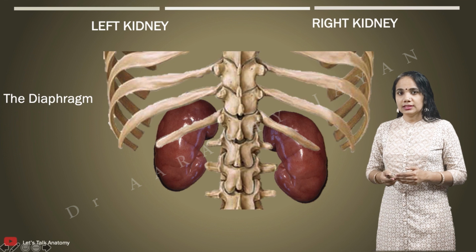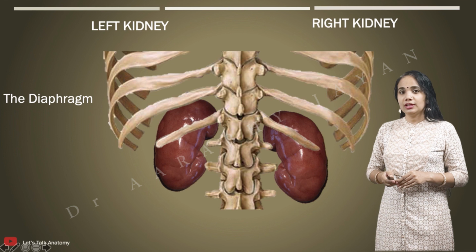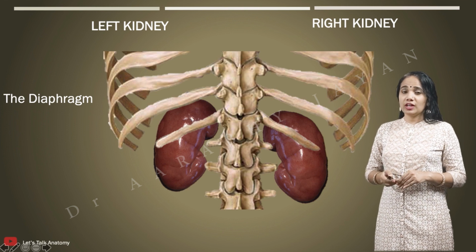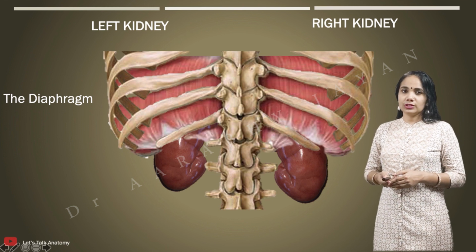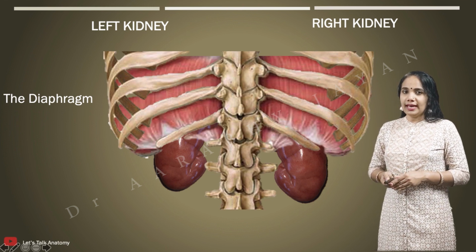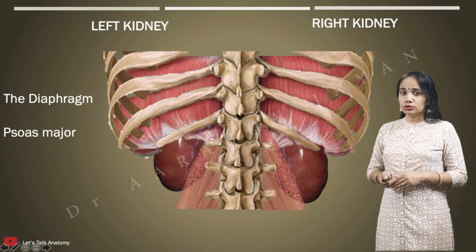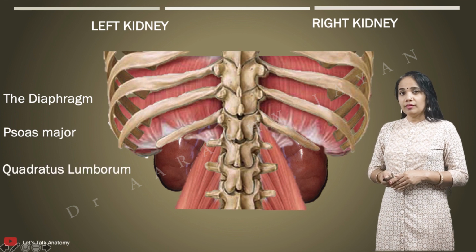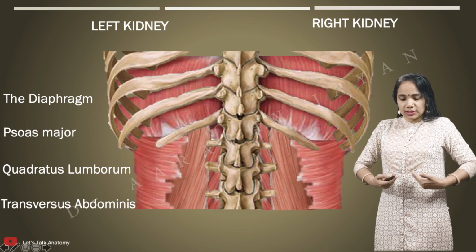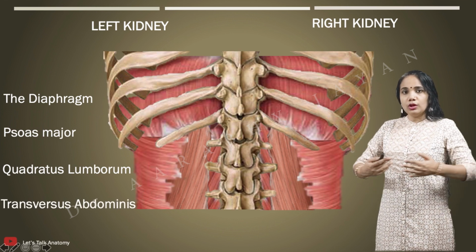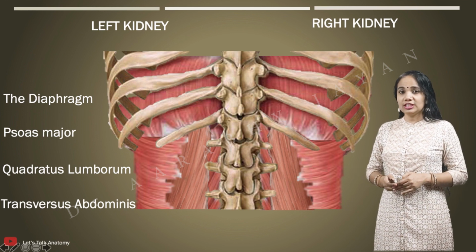Let's first place the muscle relations on the posterior aspect. So the diaphragm is the major muscle which is related to the upper poles of both kidneys. So there you have the diaphragm. We then have three vertical muscles, starting with the psoas major, which is the medial most over here, then the quadratus lumborum, which is in the center, and finally the transversus abdominis, which is a muscle from the anterior abdominal wall going back and forming the posterior relations of the kidney. So these are the three muscles.